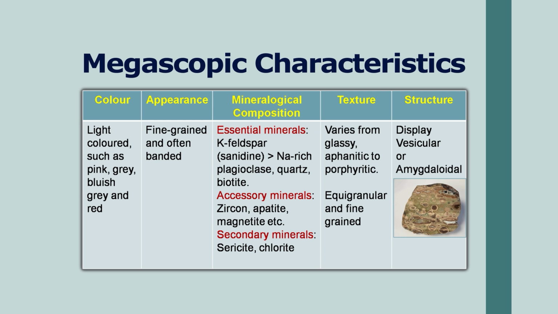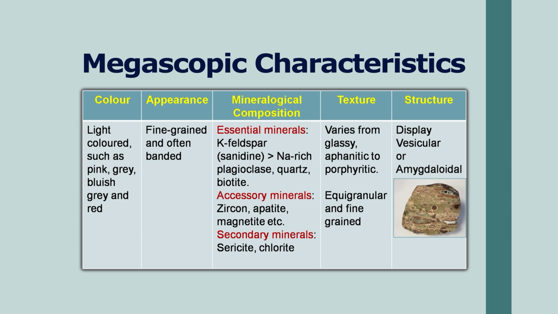Texturally, this rock varies from being glassy, that is there is no formation of crystals, to aphanitic to porphyritic, fine grain. Porphyritic means you have one grain which is bigger in size than the groundmass constituting minerals. Aphanitic, they are fine grain, glassy, there is no development of crystals as such. Usually if there is growth of crystals, they are equigranular and fine grain.